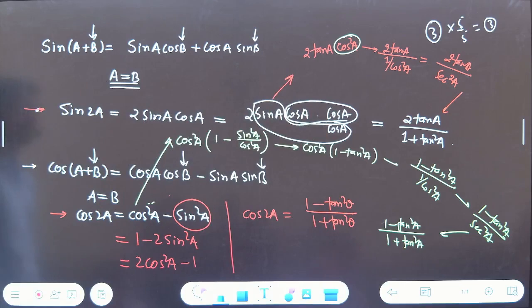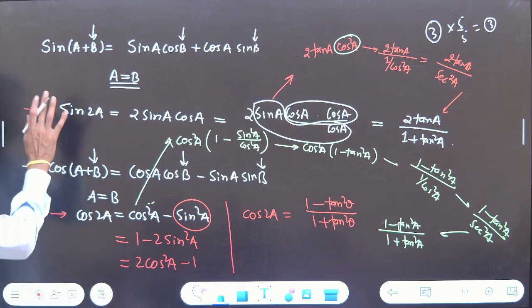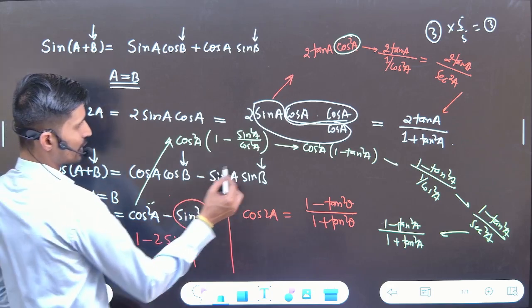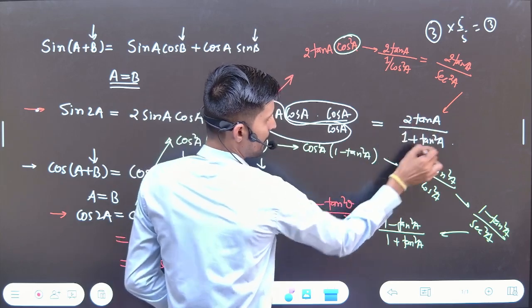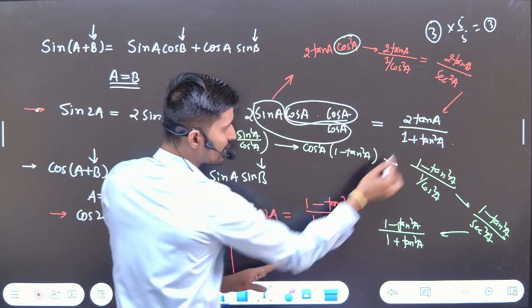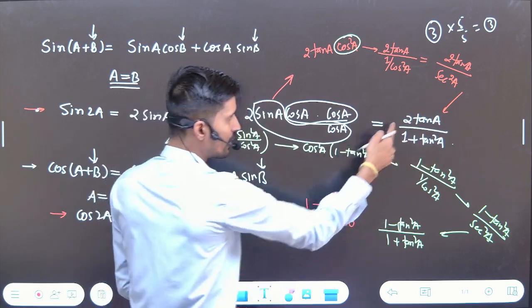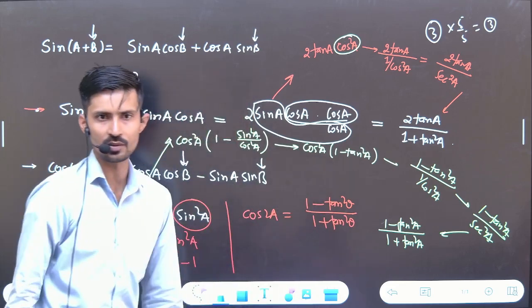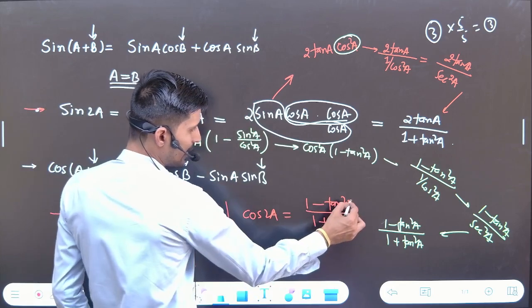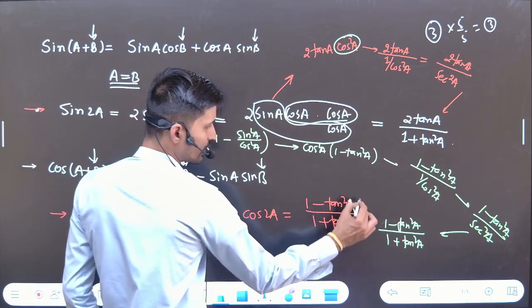Now this is the formula for sin 2A and cos 2A. And what will be tan 2A? Tan 2A will be sin 2A by cos 2A. What is sin 2A? This. What is cos 2A? This. So this by this, the denominator will get cancelled. The formula will be 2 tan A upon 1 minus tan²A. Here I had written theta, but it should be A only.